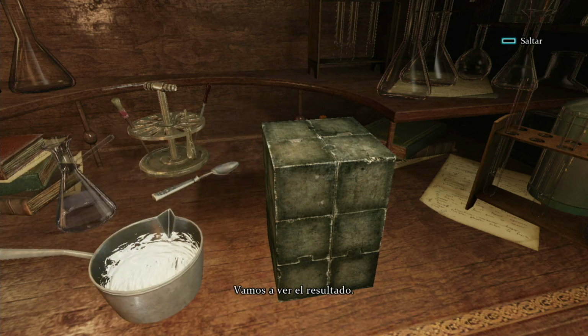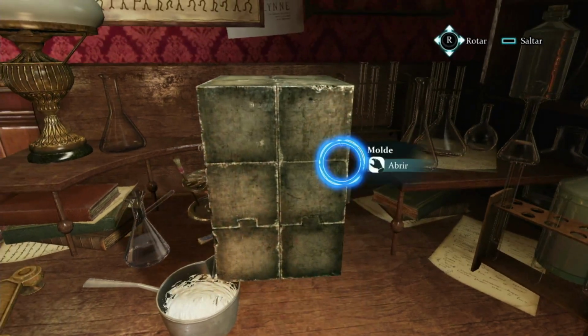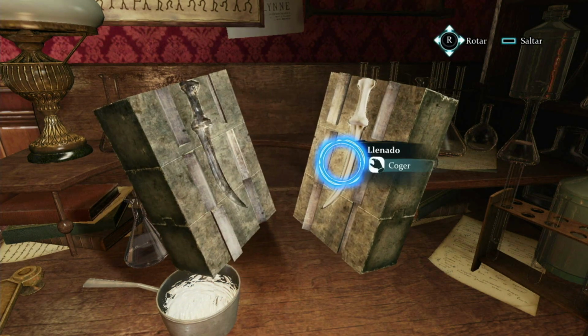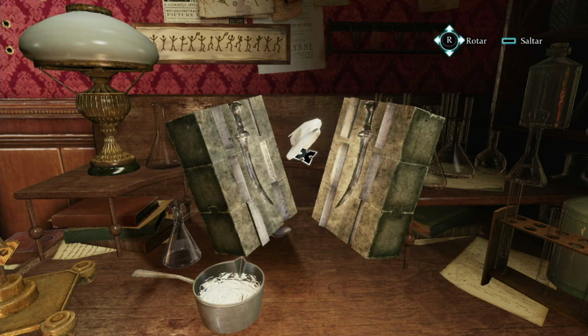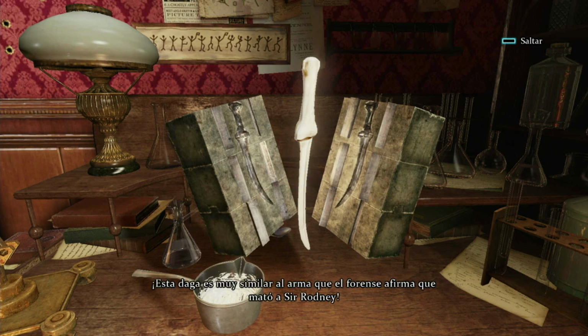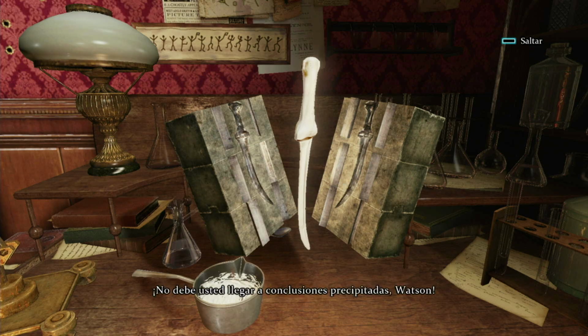Now let us see what we have here. This knife is very similar to that described by the coroner as the weapon that killed Sir Rodney. You should not leap to any hasty conclusions, Watson.